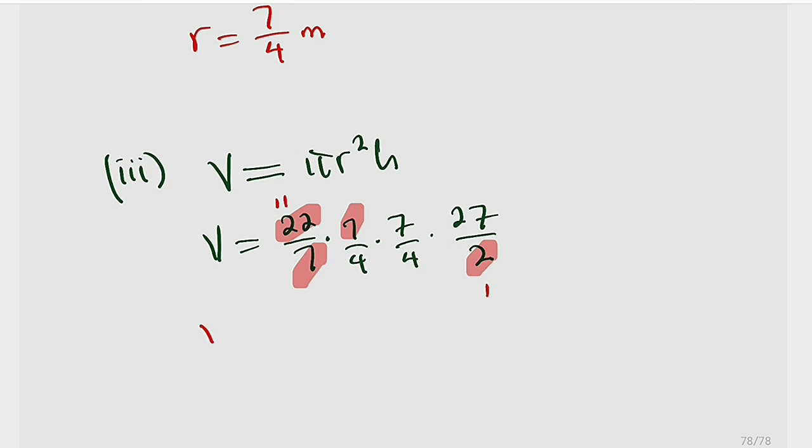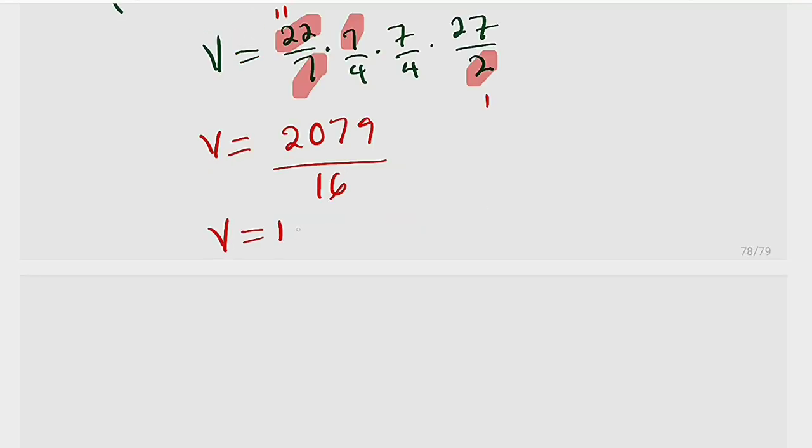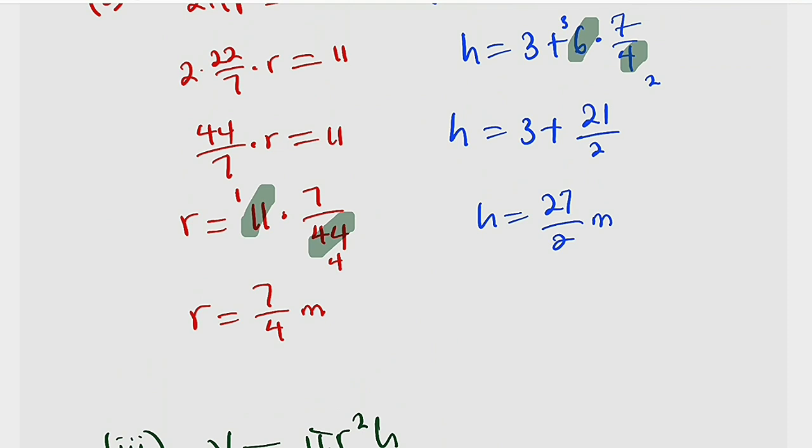So let us multiply them all together. 11 multiplied by 7 multiplied by 27, that is 2079, divided by 4 times 4 is 16. If you divide by 16, you're going to get 129.94 in 2 decimal places meter cubed. And this is the end of WAEC 2024 mathematics examination theory questions.